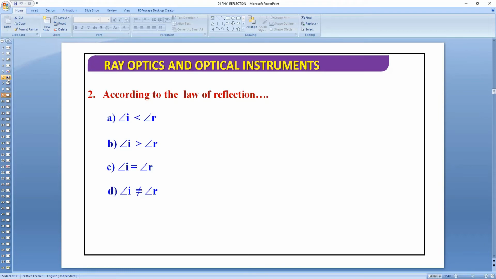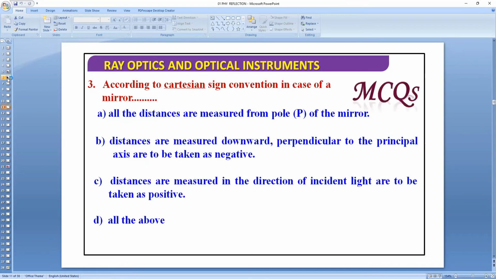Second question. According to the laws of reflection, option A, angle I is less than angle R. Option B, angle I is greater than angle R. Option C, angle I is equal to angle R. Option D, angle I is not equal to angle R. The right option is angle I is equal to angle R.